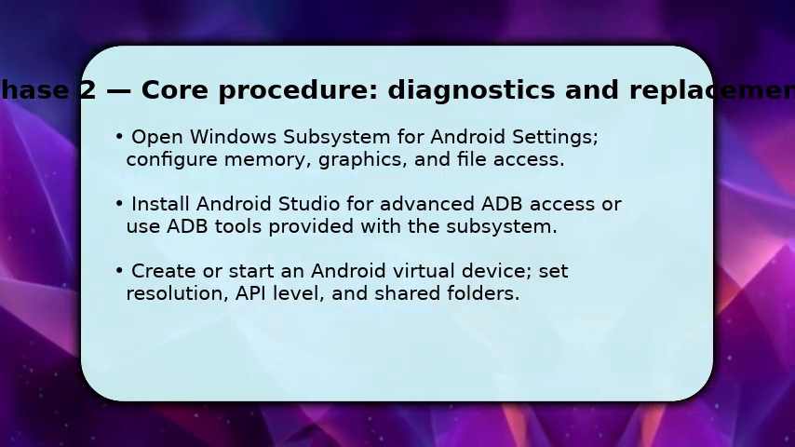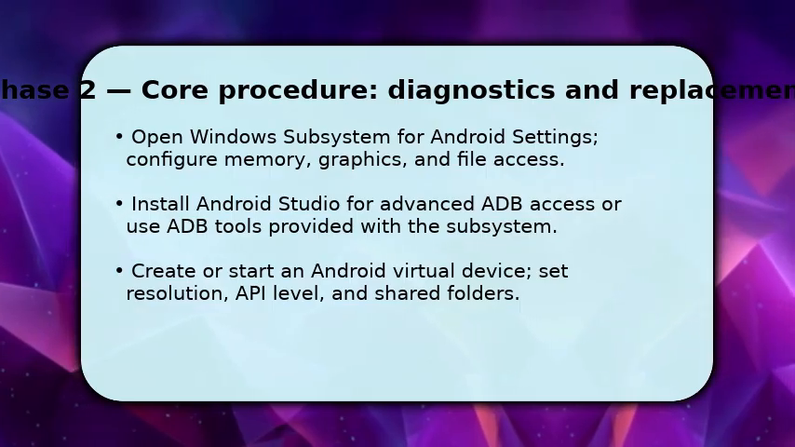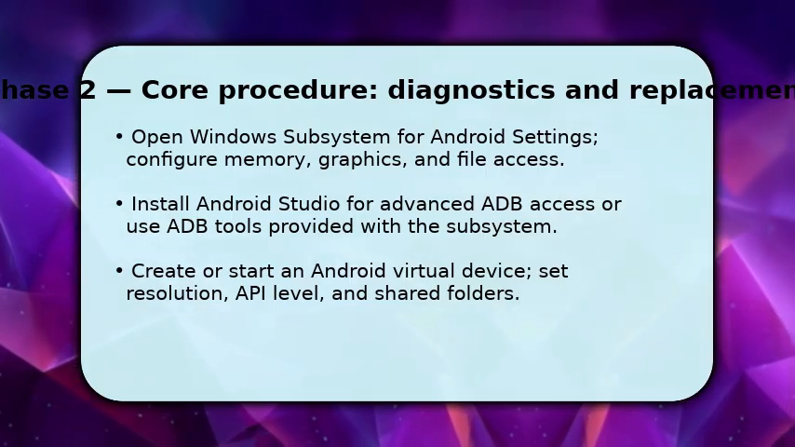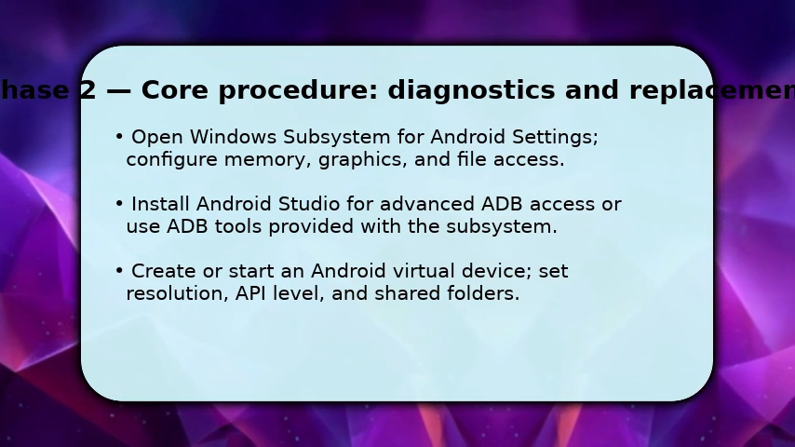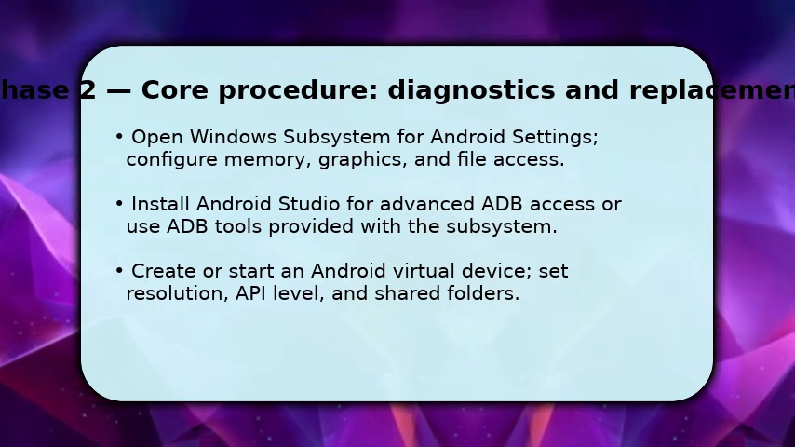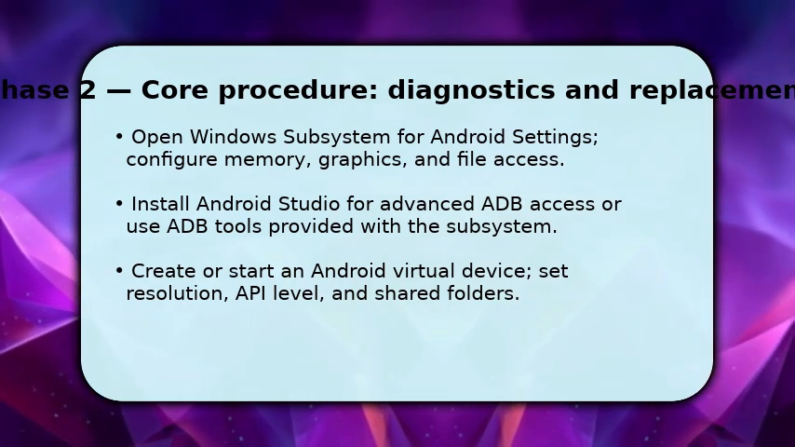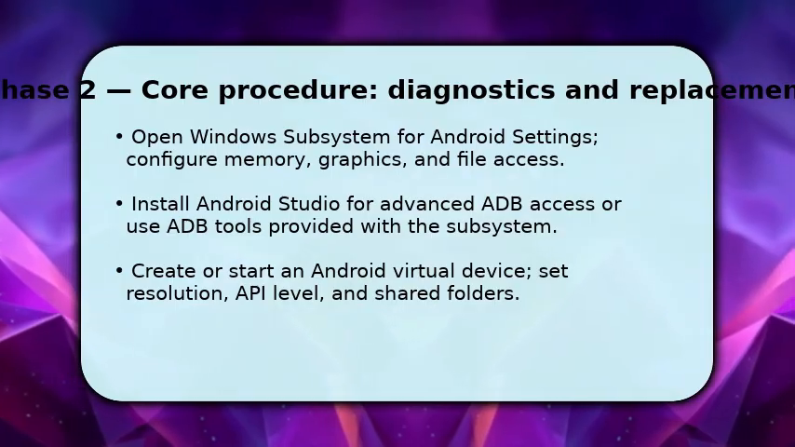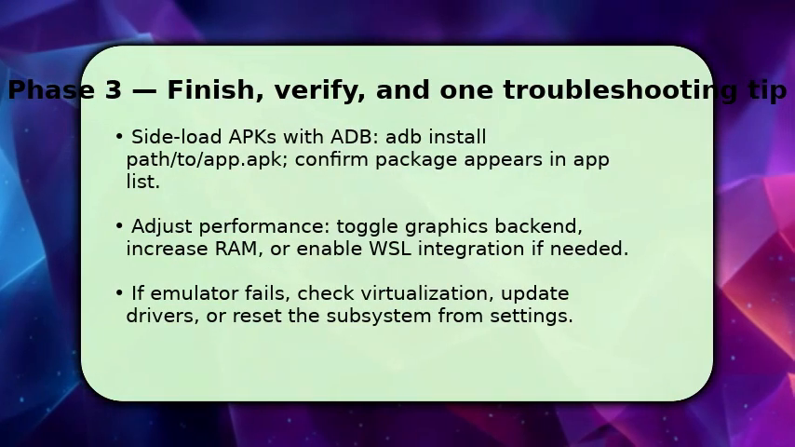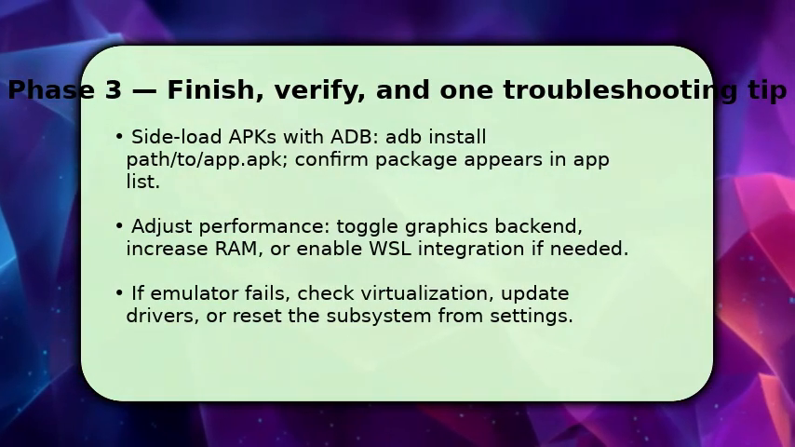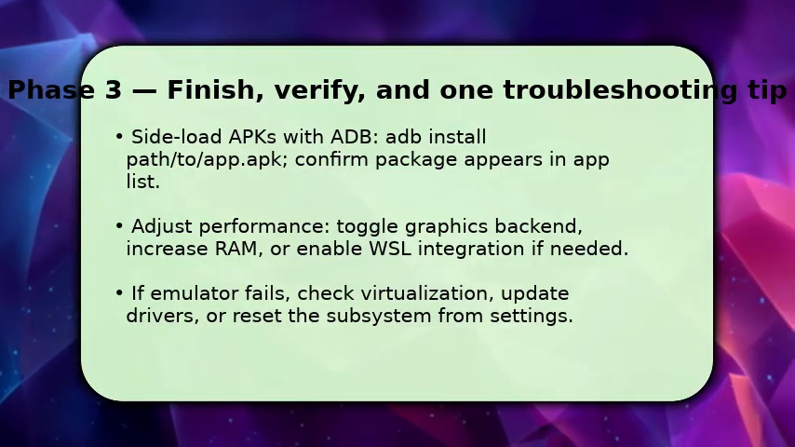Create or start a virtual device with the API level you need, set resolution and shared folders, and make sure network and developer options are enabled for seamless app testing and file transfer. To finish, side load an APK using ADB, adb install path/to/app.apk, and confirm it launches.